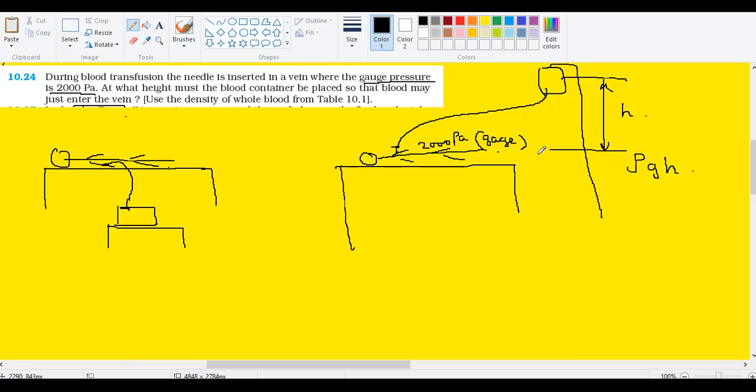That means the pressure here should be equated to this one. So 2000 Pascal should be equated to density of the blood into g into height. So they said density of whole blood is given in the table. So go back and check this. g is given, height can be found.